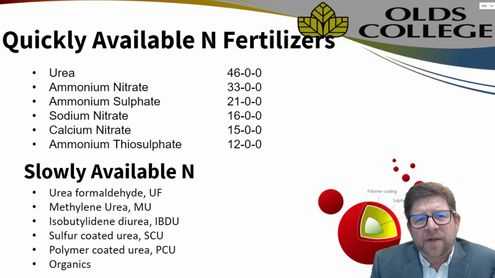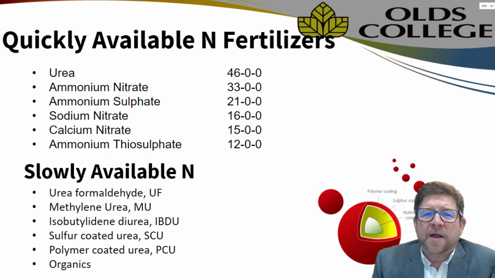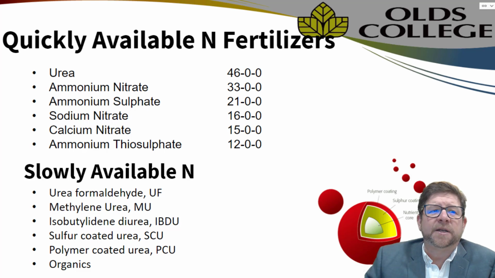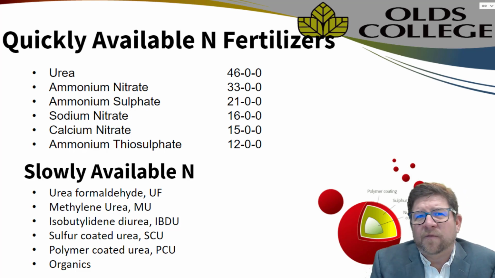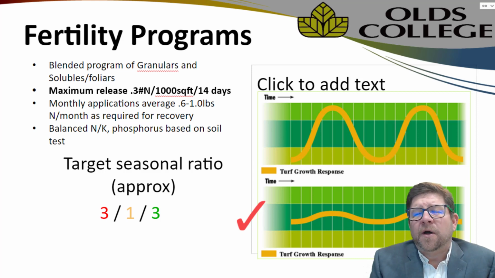As far as slowly available nitrogen, these are the SRNs: urea formaldehyde, methylene urea, isobutylene diurea, that's IBDU, sulfur-coated ureas, the polymer-coated ureas, and of course organics, as a bit of a summary of what we have available to us. So in all the research that you'll do about when to apply, what to apply, how to apply, the key behind all of it is on the image on the right here at the bottom. We want a consistent, even growth response.